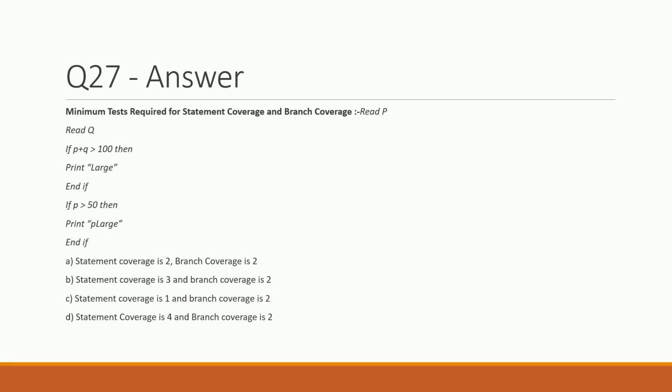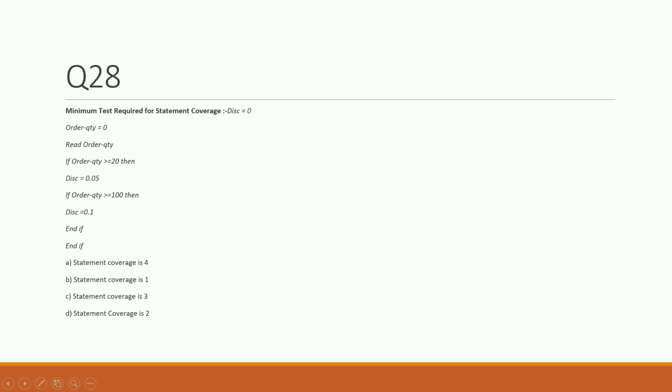Question 27, there is a code snippet given and the question is minimum test required for statement coverage and branch coverage. And the correct answer is C, because the minimum test coverage for statement coverage should be 1, where for the, as you can see, there are 2 branches, so the branch coverage is 2. Question 28, there is another code snippet and minimum test required for statement coverage is, so it's B, statement coverage is 1.